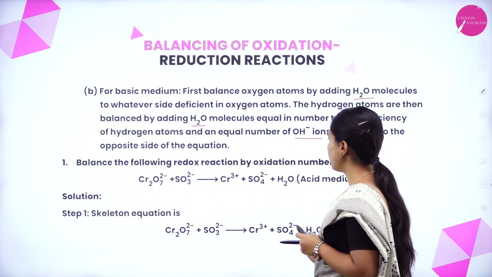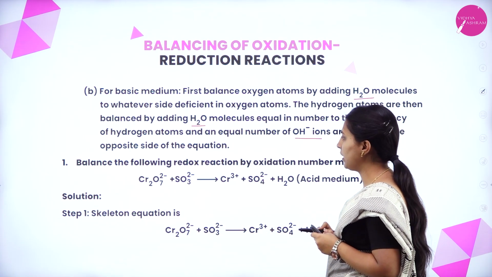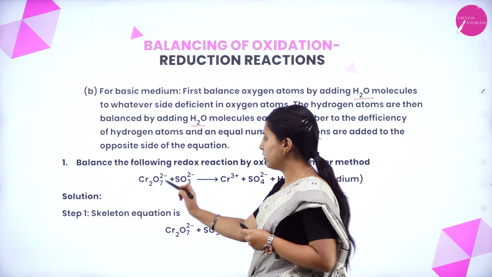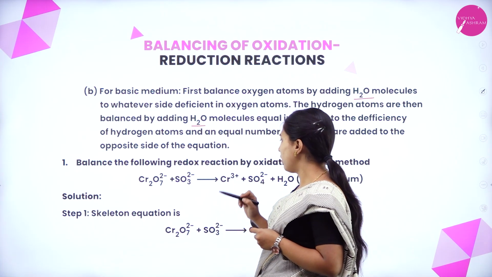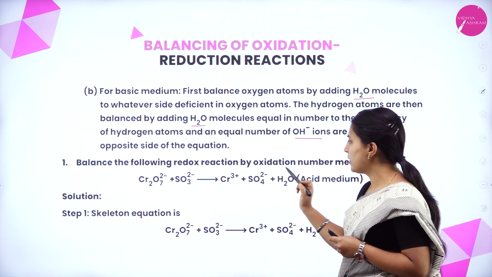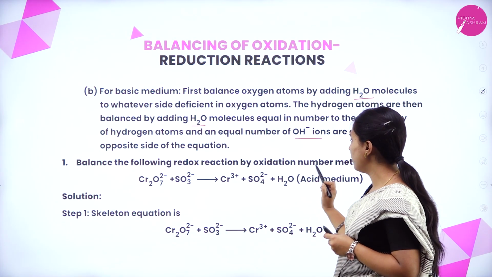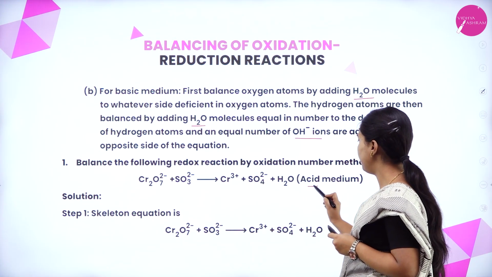Balance the following redox reaction by the oxidation number method. This is what they have given. This is chromate, this is sulfur trioxide, and this gives chromium plus sulfur oxide plus water. This is in acid medium.